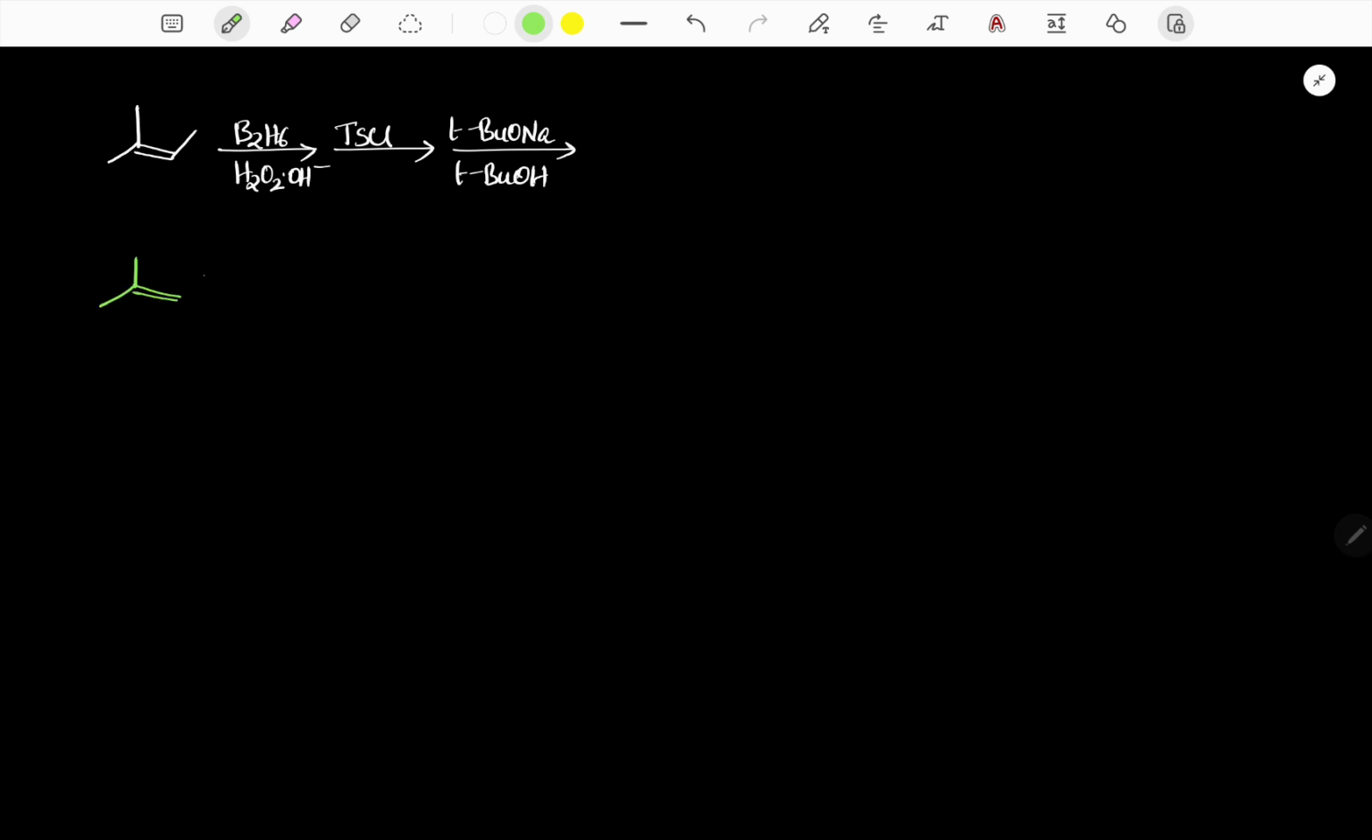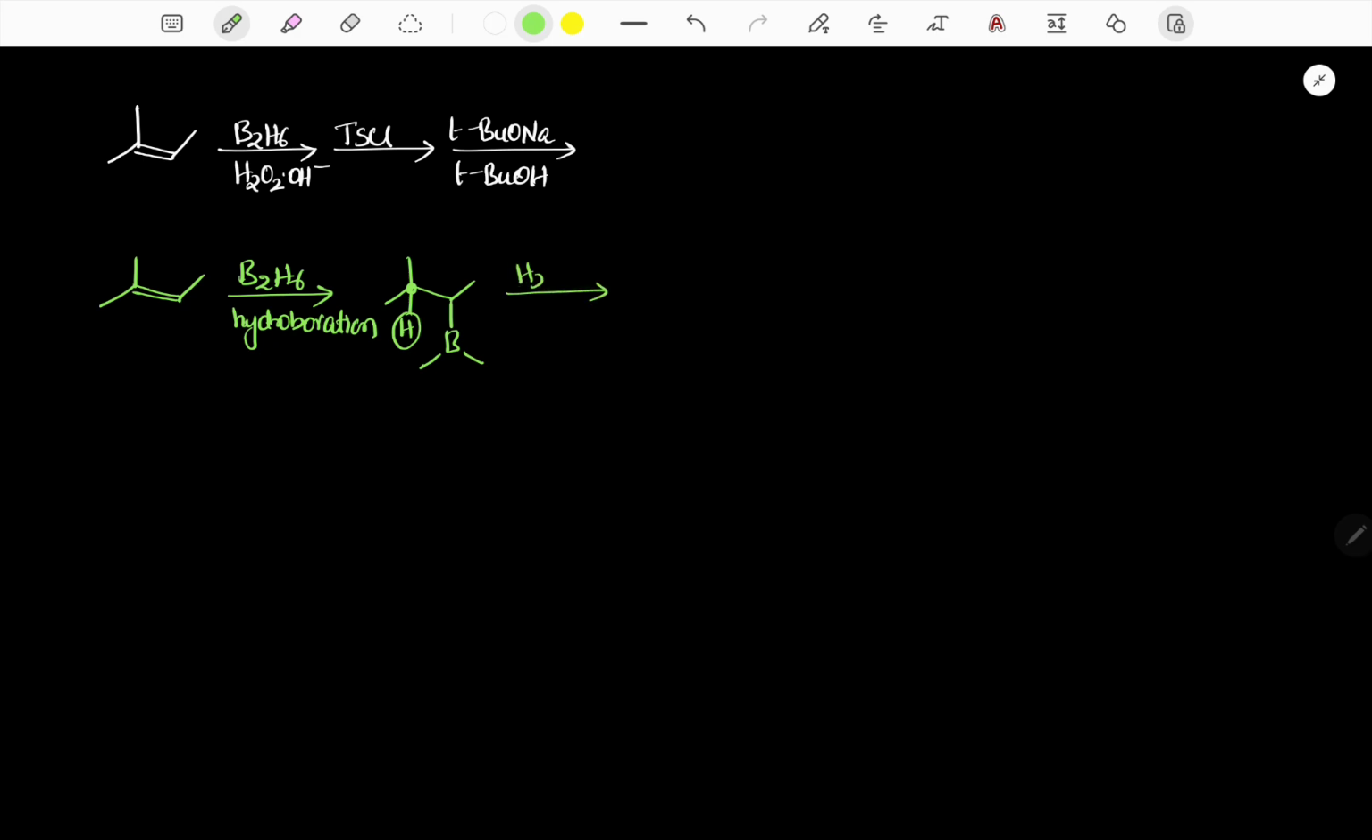Alkene treated with B2H6. This reaction is known as hydroboration. So we know that in hydroboration, hydrogen will be connected to the more sterically hindered carbon, and boron will be attached to the less sterically hindered carbon. It is a hydroboration.